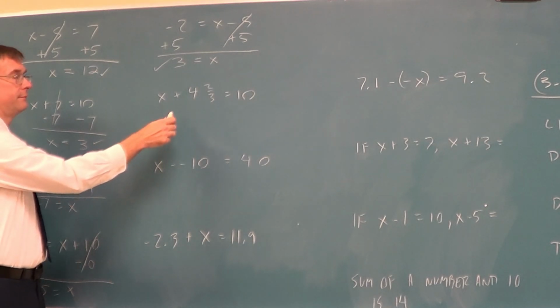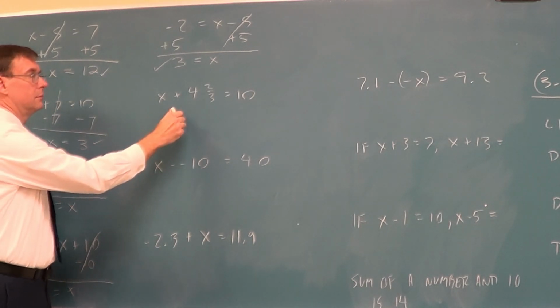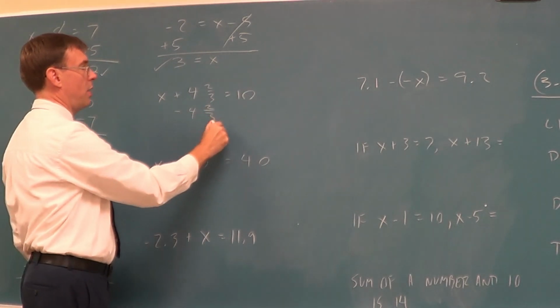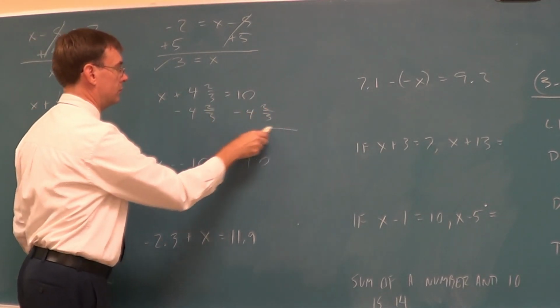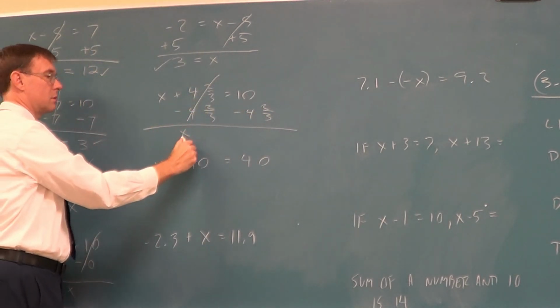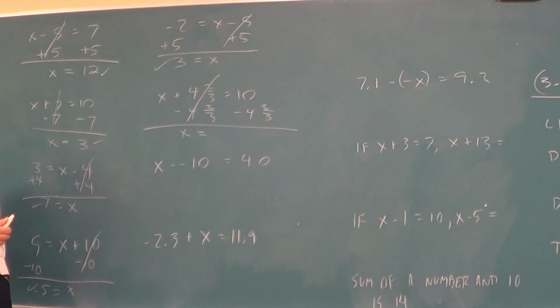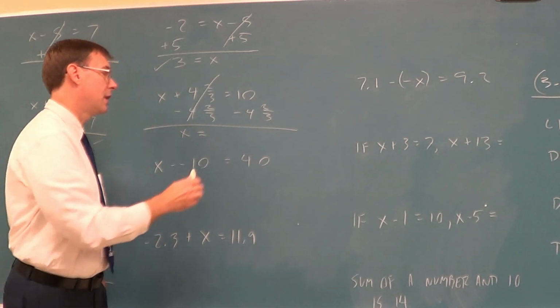Next one. We subtract 4 and 2/3 both ways. Get rid of those. X equals 5 and 1/3. What'd you say? 5 and 1/3. It is.